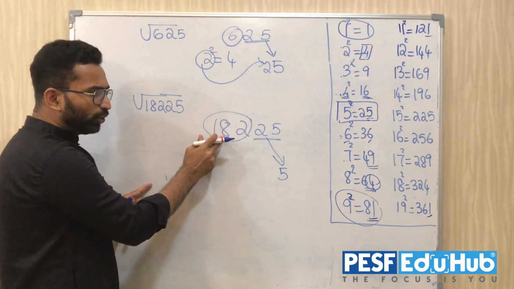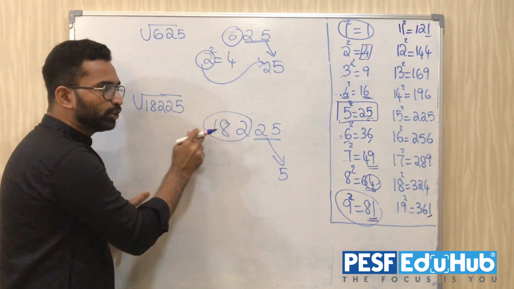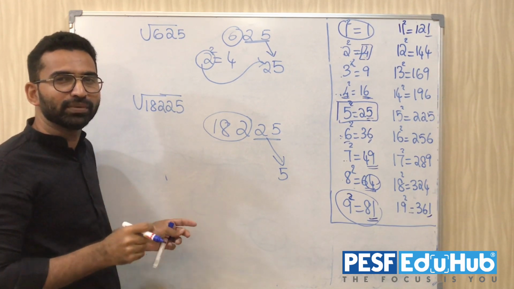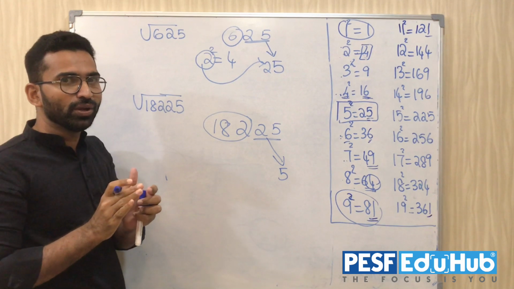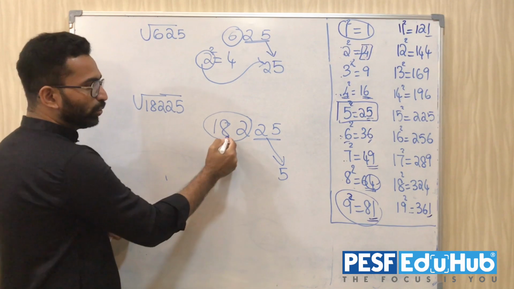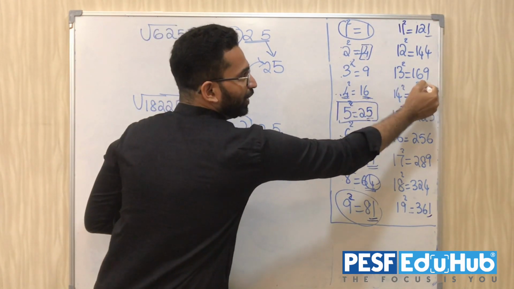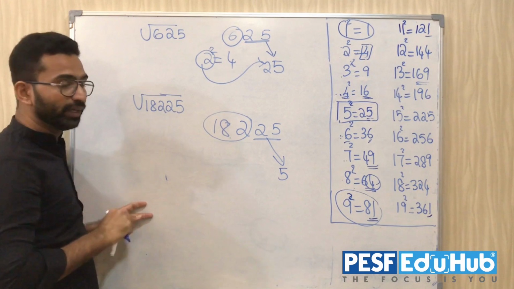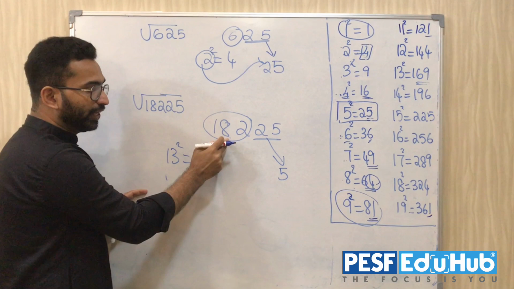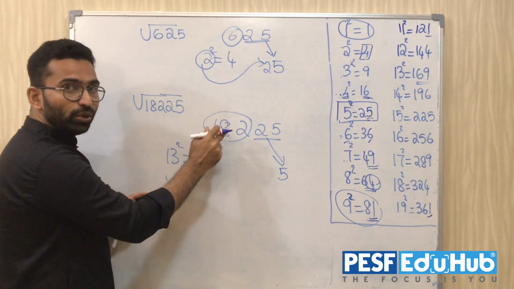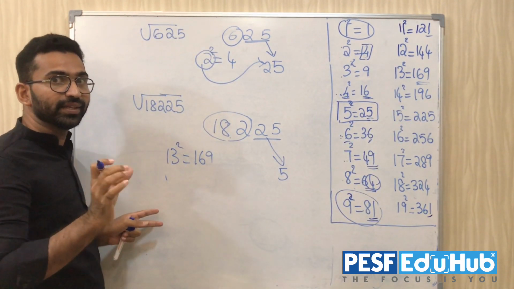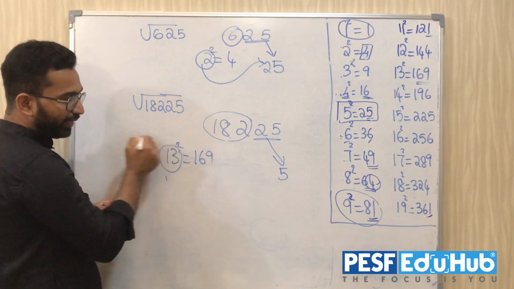So 182 means what is the perfect square value which is closest to 182? This is why I told you, my dear friends, you have to learn by heart the squares of numbers at least up to 15, or if you can learn by heart up to 20, then it's far better. So what is the perfect square value? That is 169, which is the square of 13. So I know 13 square equals 169, that is closest to 182. Don't consider 196, that is more than 182. So 13 is your answer.